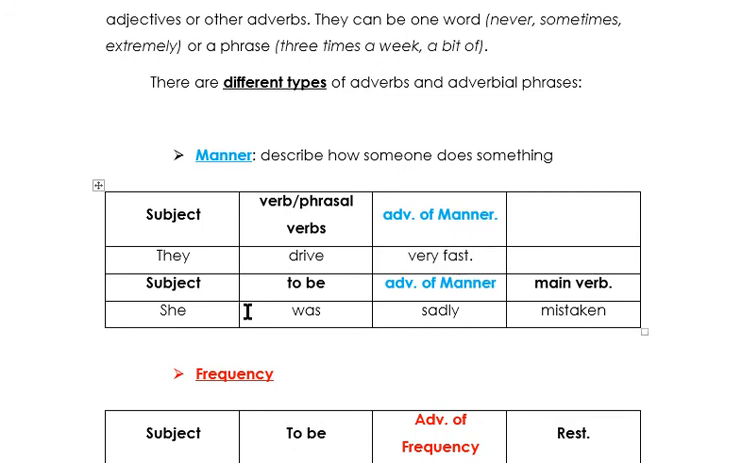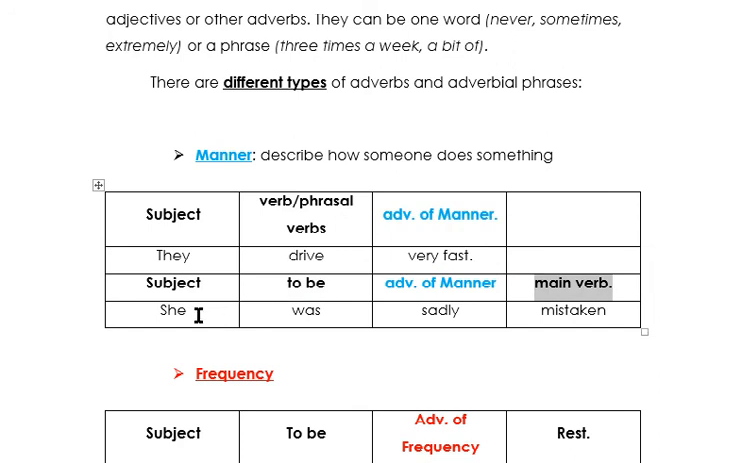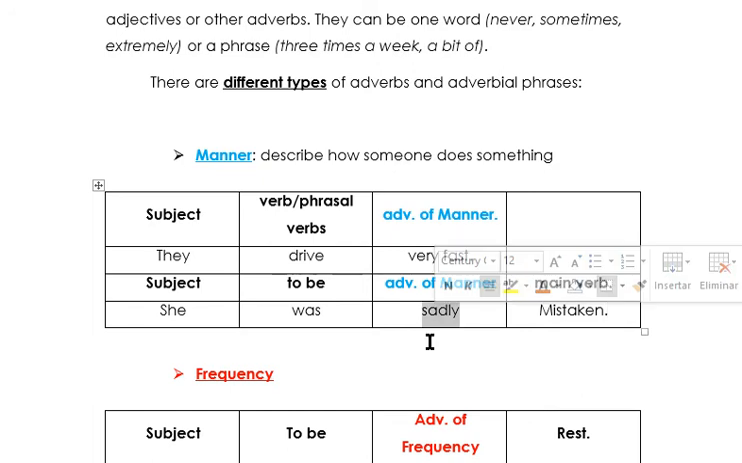But when we have passive verbs, cuando tenemos verbos que están en la voz pasiva, ¿sí? Ese adverb of manner, it's placed between the verb to be and the main verb. She was sadly mistaken. Ok, vamos a colocar lo que es el adverbio de modo, ¿sí? Entre el verbo to be, que es lo que nos indica la voz pasiva, y el verbo principal. En este caso, mistaken.